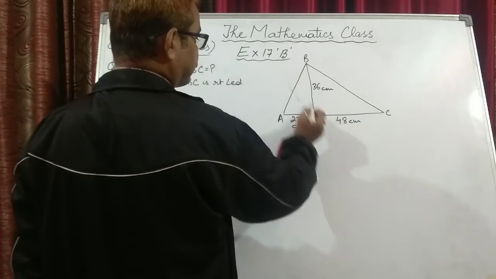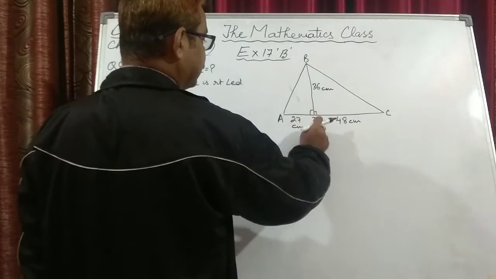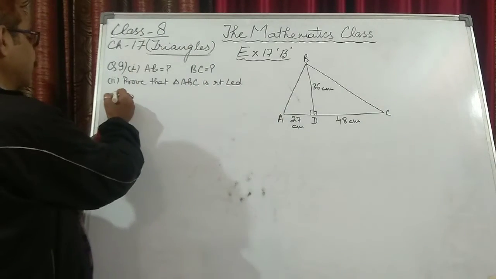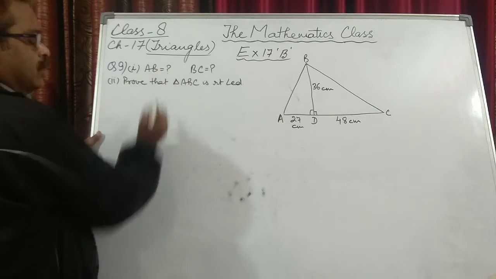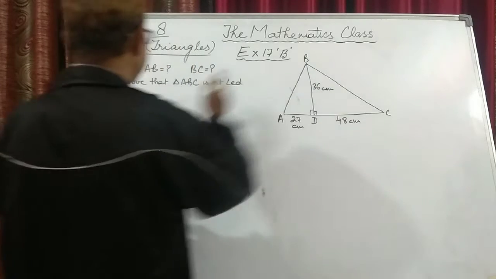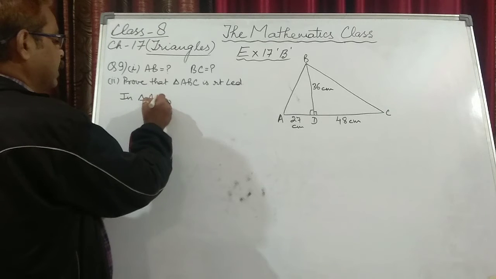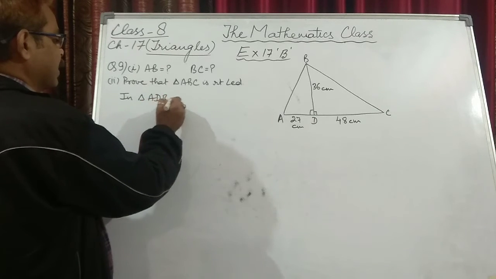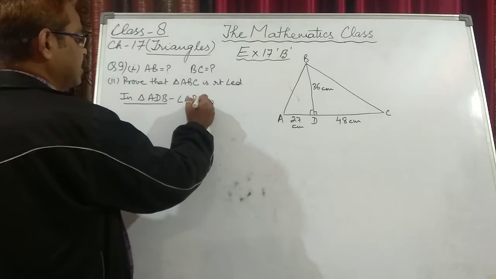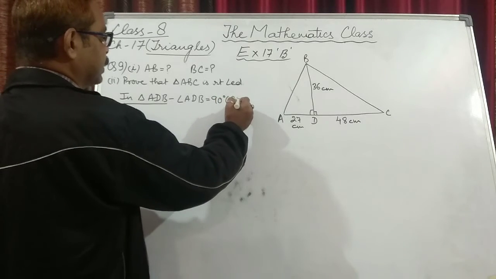AB is this. If this is 90, then this has to be 90. So ADB makes a right angled triangle. Since we have to find out AB, we will consider only triangle ADB. So we will write in triangle ADB, you know that angle ADB is equal to 90 degree, and that is given.